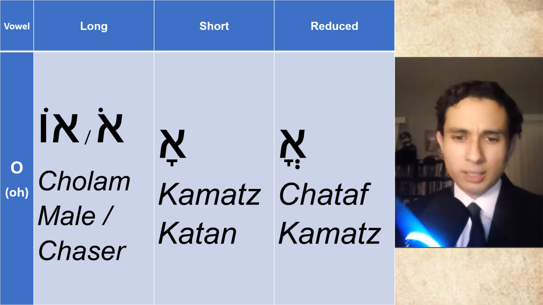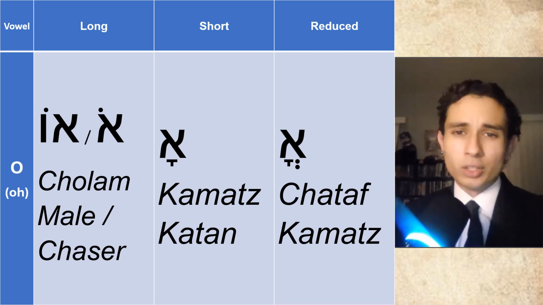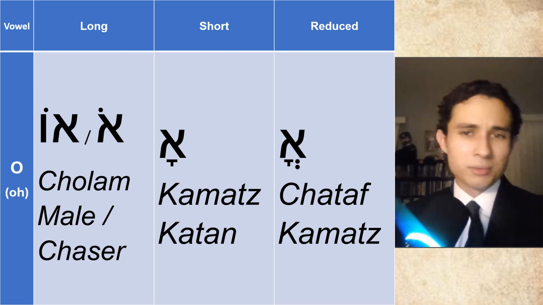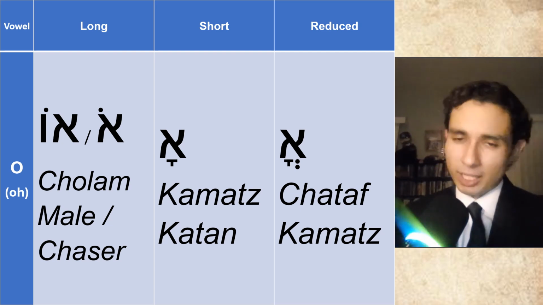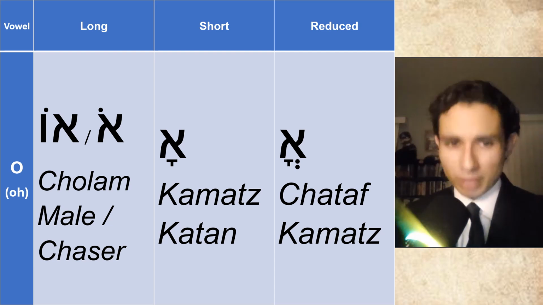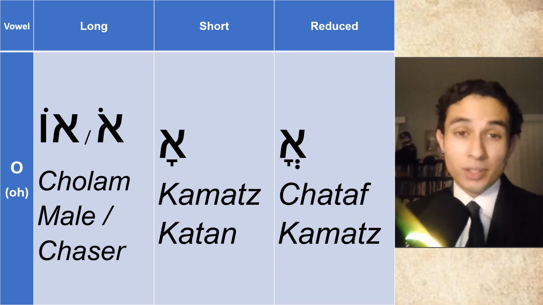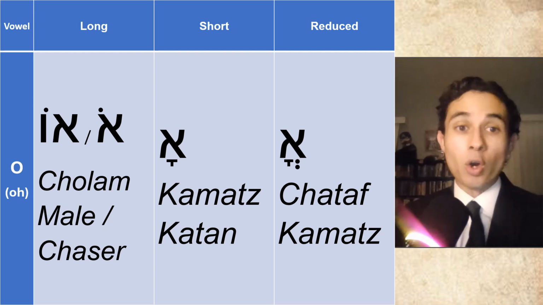Oh, sorry. Yeah, chataf kamatz. And it looks like it's just basically a kamatz with two vertical dots, which is also an O sound. But in my experience, this chataf marker is actually pretty rare. So anytime you see these four marks under a letter, with the most popular, of course, being the cholam maleh and chaser, it's going to be an O sound.